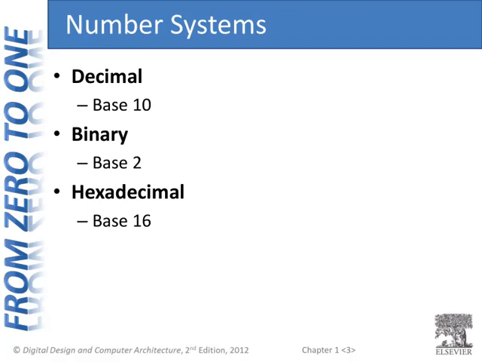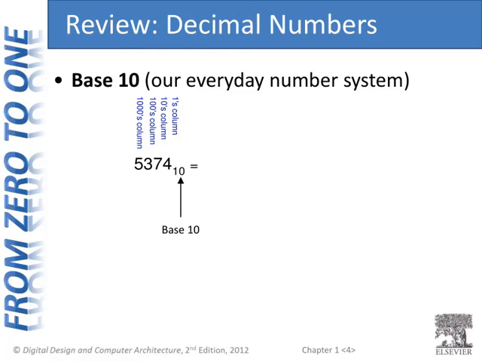So we'll first talk about decimal numbers because we're all familiar with that. And then we'll talk about binary numbers, which is base 2. Binary is bi being base 2. And then we'll talk about hexadecimal numbers, which are base 16. So let's first review our decimal numbers. So here we have our everyday base 10 number system. So deci, we have our base 10 number system. This is our everyday number system.